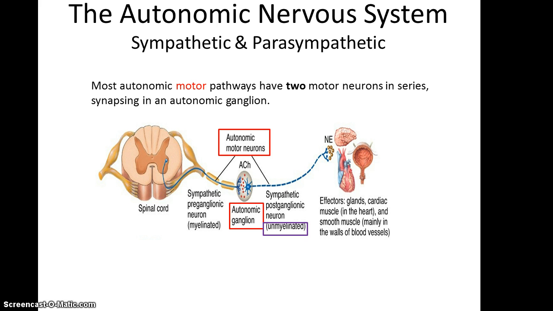So it turns out most autonomic motor pathways, so this is the sending out of a signal, are a composition of at least two motor neurons in a series, so that they have to synapse at some point. So you have for instance, the sympathetic preganglionic neuron, which is myelinated. It will then synapse at the autonomic ganglion, and then will send out the axon of the sympathetic postganglionic neuron, usually unmyelinated. That'll then go to the effectors, whether it's the heart, smooth muscle, a gland.